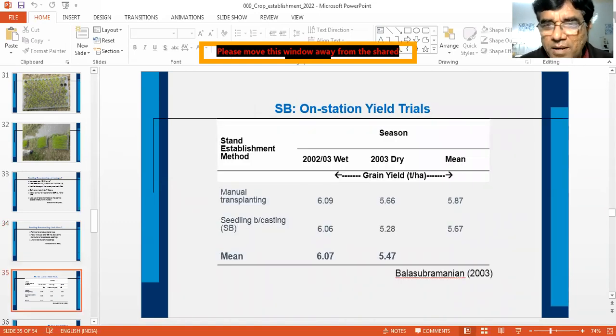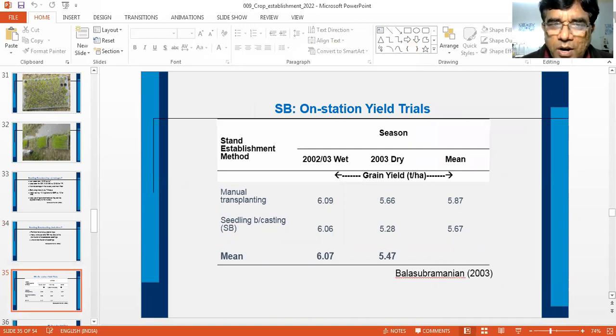So you can see some data. I just want to show how successful seedling broadcast or parachute planting is. You can see two methods compared in two different seasons, wet season and dry season, and then you have mean values. Manual transplanting, and see the last column, mean. The yields are the same in manual transplanting and seedling broadcast, 5.87 and 5.67. So yields are the same. You can see that this method is as good as your manual transplanting.